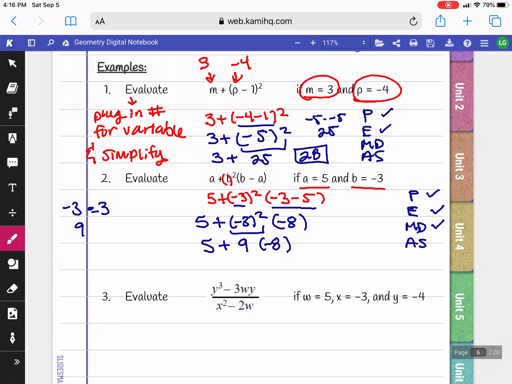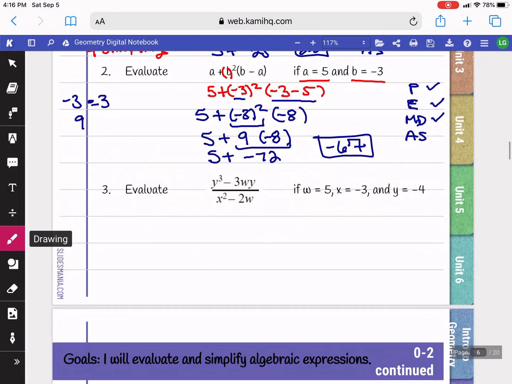Next, we're going to multiply or divide. So here, we're not going to add 5 plus 9 first. We're going to multiply 9 times negative 8. That's negative 72. Then we can add 5. That gives us negative 67 as our answer.